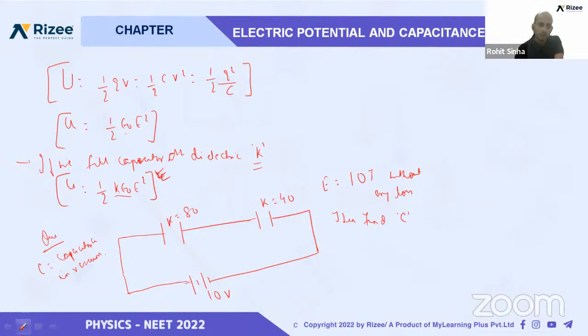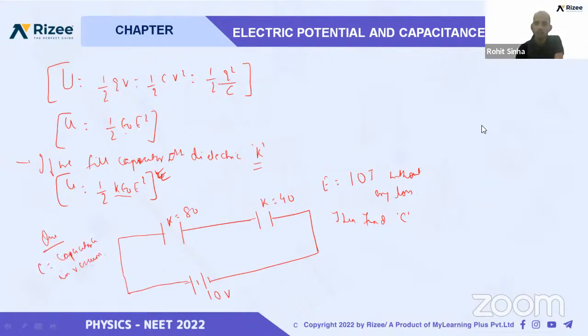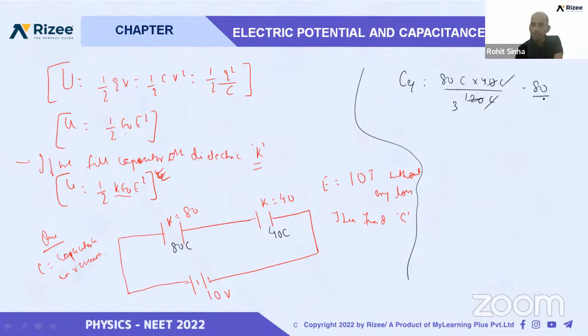Let us see how we can solve this question. We know its capacitance will be 80C and its capacitance will be 40C. Also, we know that their equivalent capacitance will be 80C into 40C by 120C. C cancels, 3 times here. It will be 80 by 3 C capacitance.